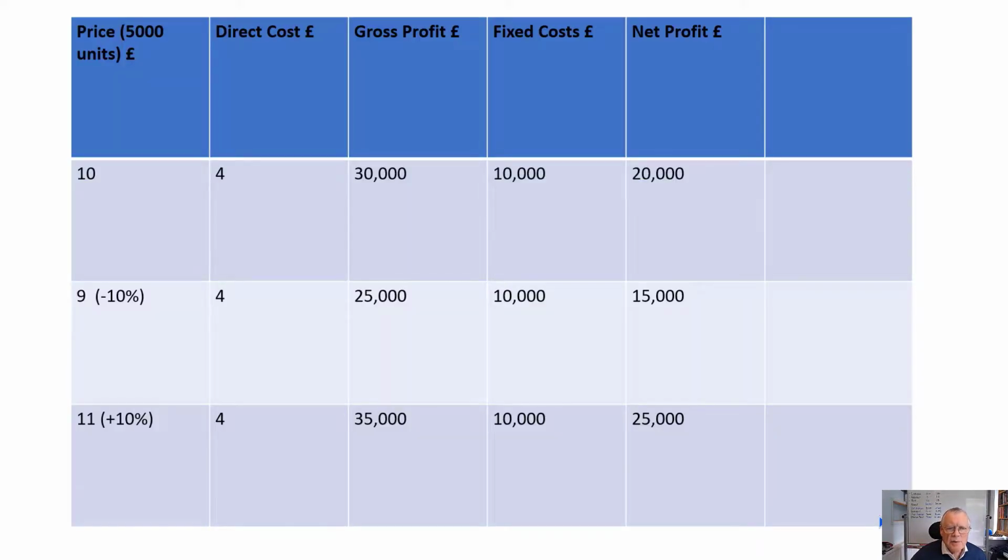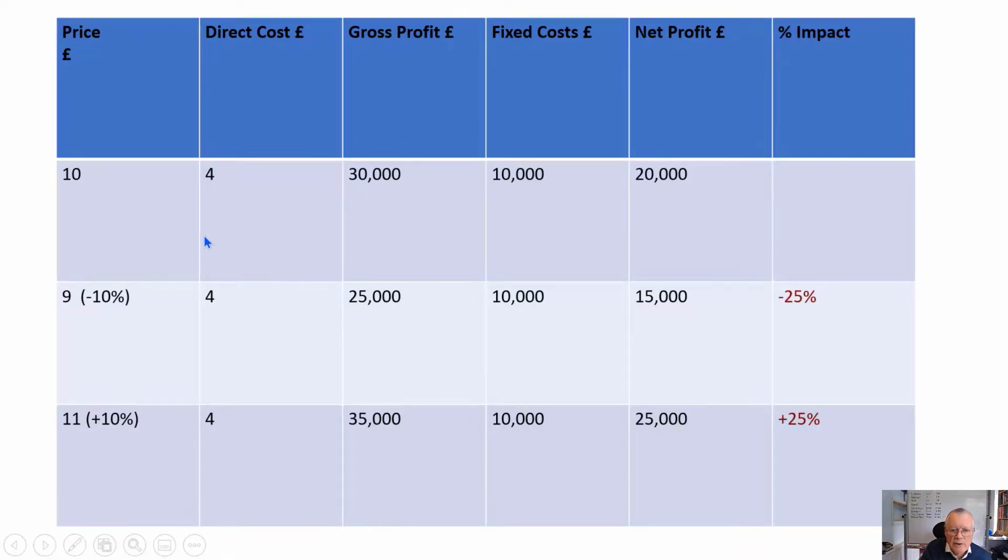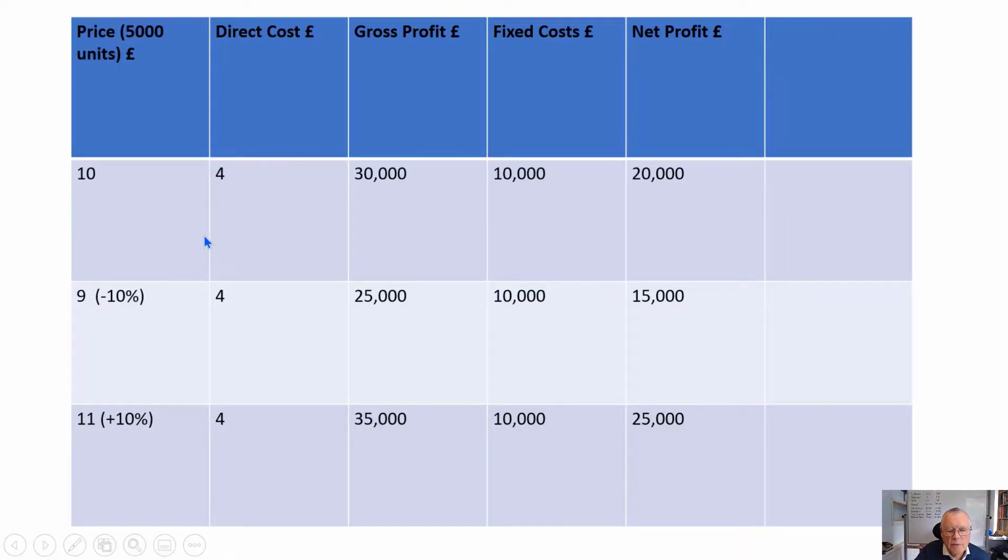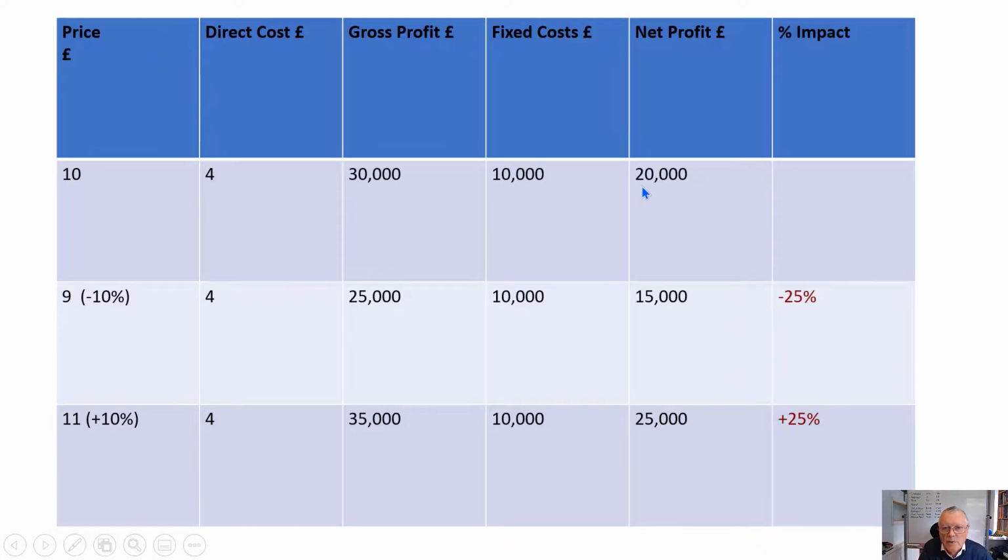Now, the reason this is important is because the price you charge has a disproportionate effect on your bottom line. So in this example here, we're looking at selling 5,000 units, and we've got a price of 10 on the left-hand column, and our variable cost, or our direct cost of making or selling or buying these things in, is 4. So our gross profit is 30,000 because we're making 6 on everything we sell and we're selling 5,000 of them. If our fixed costs are 10,000, that means we'll end up with a net profit or an operating profit or a bottom line profit of 20,000.